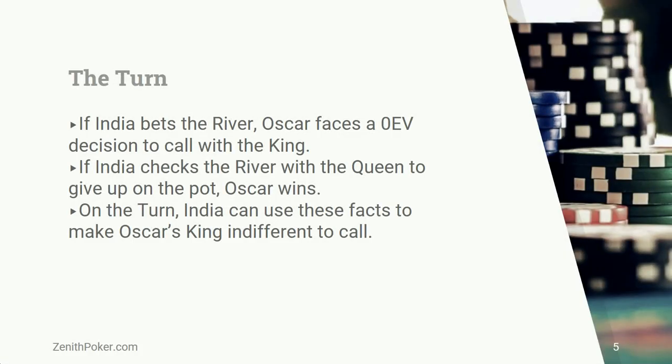Thinking back one street now, we know what will happen on the river, and so if we're India, we want to bet with a range such that Oscar will face a 0 EV decision to call with the king. So we know that if we bet the river, Oscar has a 0 EV decision with the king. We also want to use this information to make Oscar's king indifferent against our turn bet as well. India can do this by bluffing some additional queen hands on the turn, looking to check back and give up on the pot on the river.